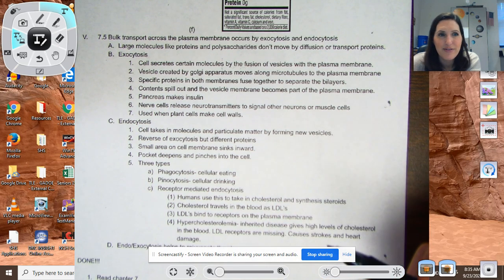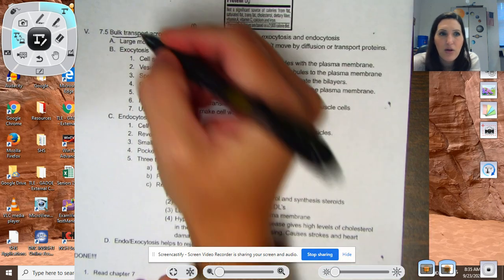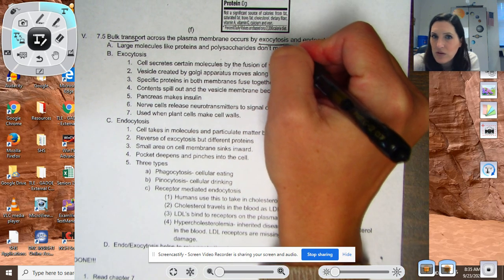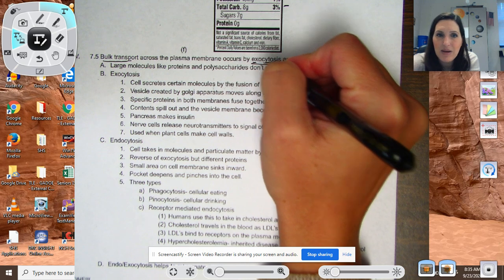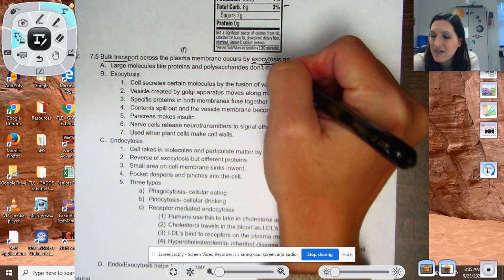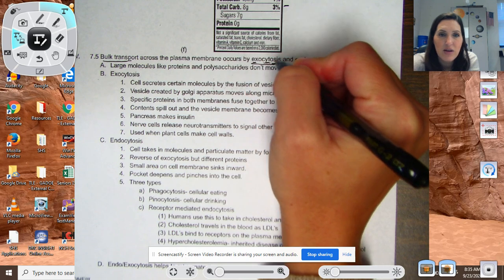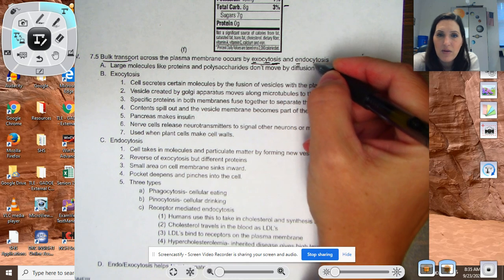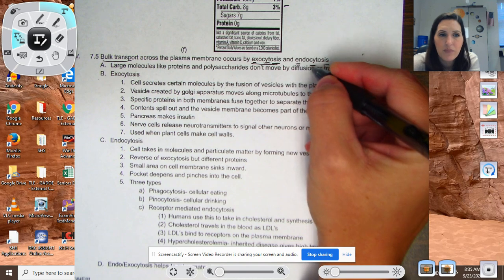Okay, the last parts. 7.5. We're talking about bulky guys, big things, and how they are able to get in and out. They're going to use exocytosis. Remember, X is out, CYT means cell, and osis means a condition. So it's a condition of exiting things out of a cell. Endocytosis, EN is taking it in, the cell, and it's a condition of taking things in the cell.